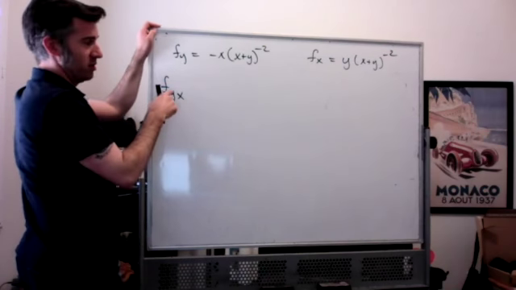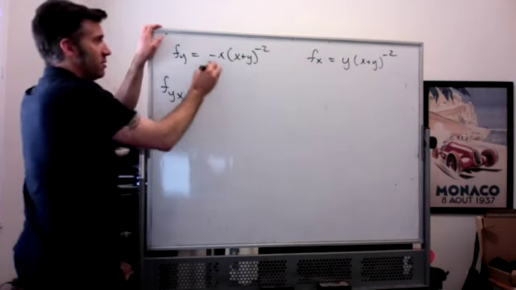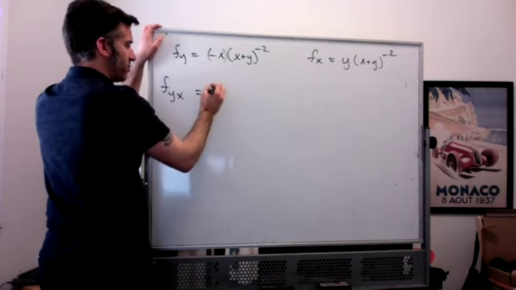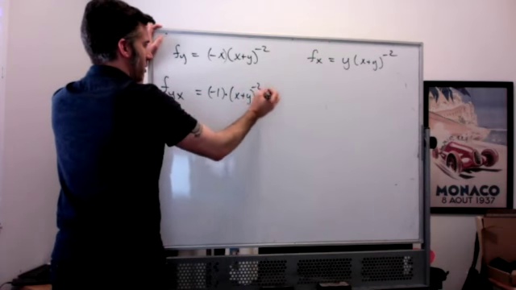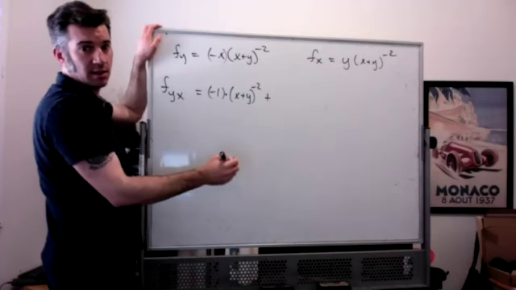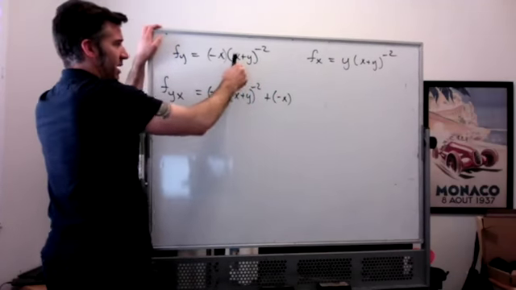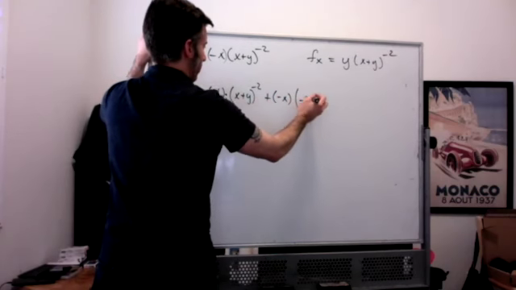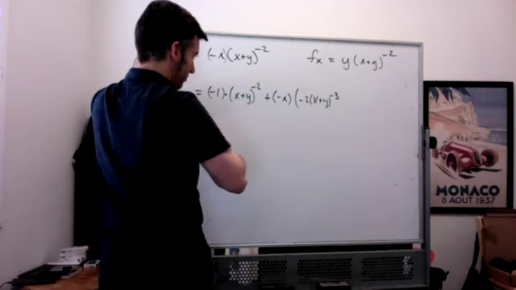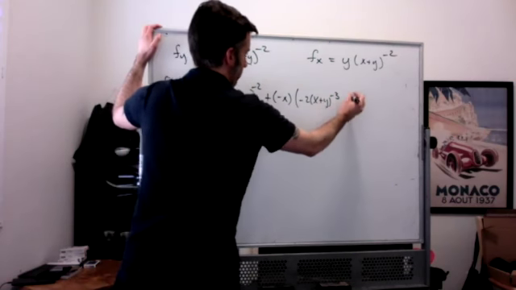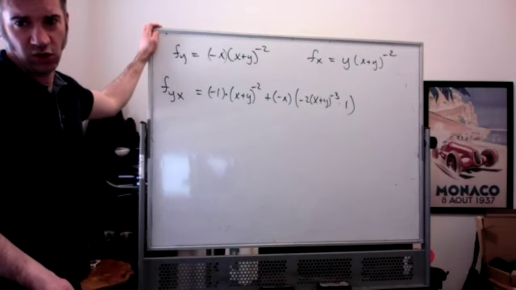So Fyx, partial with respect to y first and then x second. So it's going to be the derivative of negative x times this stuff left alone, plus negative x times the derivative of this with respect to x, which is going to be negative 2 times x plus y to the negative third, excuse me, times 1. Can we simplify that? Sure.